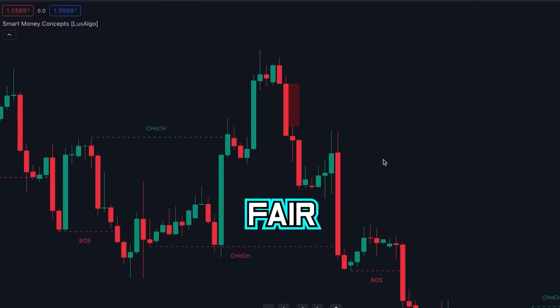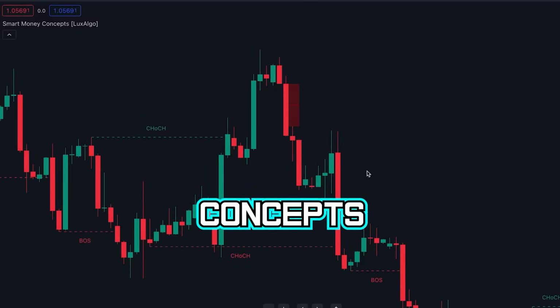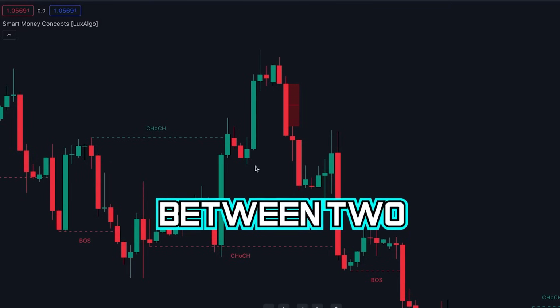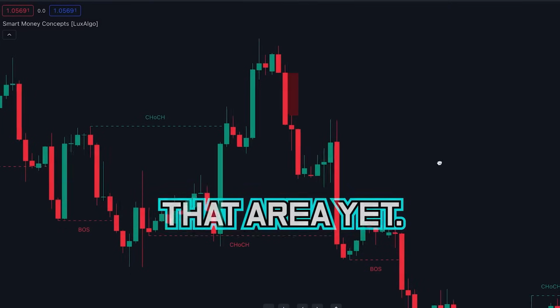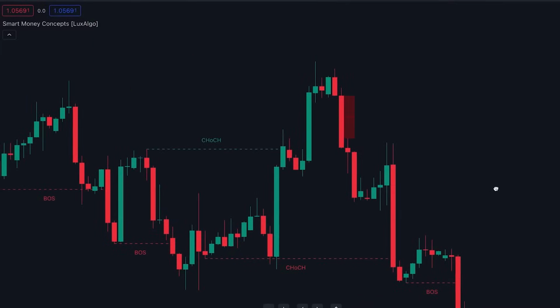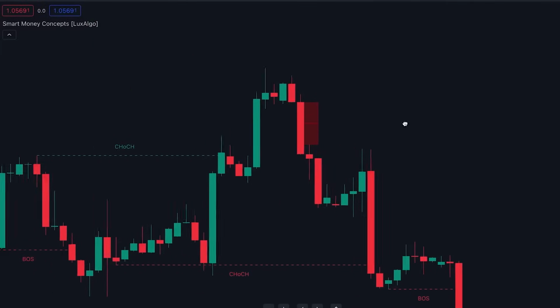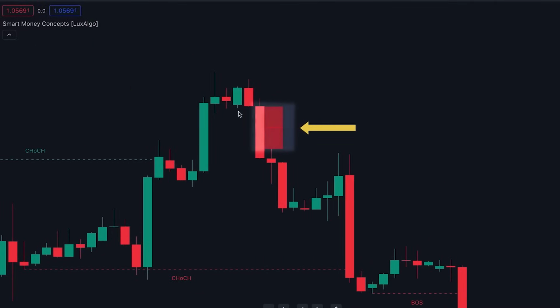Next, we will discuss fair value gaps. To keep it simple, fair value gaps in smart money concepts are areas where there is a gap between two or more candles and price has not returned to that area yet. So we have several candles in this area. If you look closely, you can see that price has not yet returned to this area. No wick nor candle body has gone back to that price zone as of yet, and we call this a fair value gap.